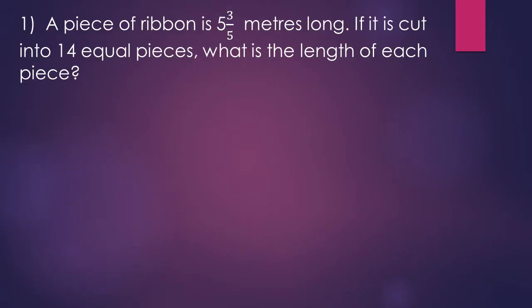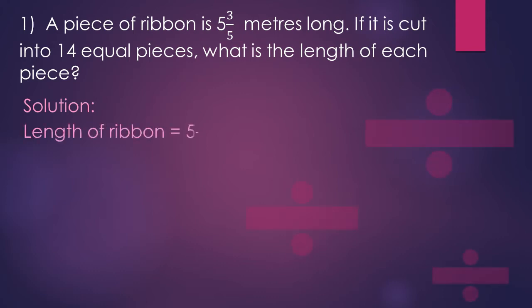Let's start. Question number 1. A piece of ribbon is 5 3/5 meters long. If it is cut into 14 equal pieces, what is the length of each piece? Write down the solution and tell me what we have to do in this question. Multiplication or division? See, the length of the ribbon is given and we find the length of each piece, meaning more is given and we find out for 1. So what we have to do? Yes, we have to do division.